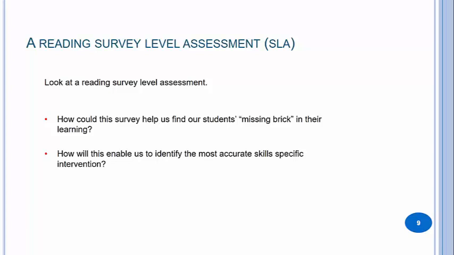Then you have the student who makes a ton of errors, and so they are not reading fluently because they have lots of errors. Those are two different students. I have a student who can decode new and unfamiliar words, but they read slowly. So the intervention for that student is going to look very different.